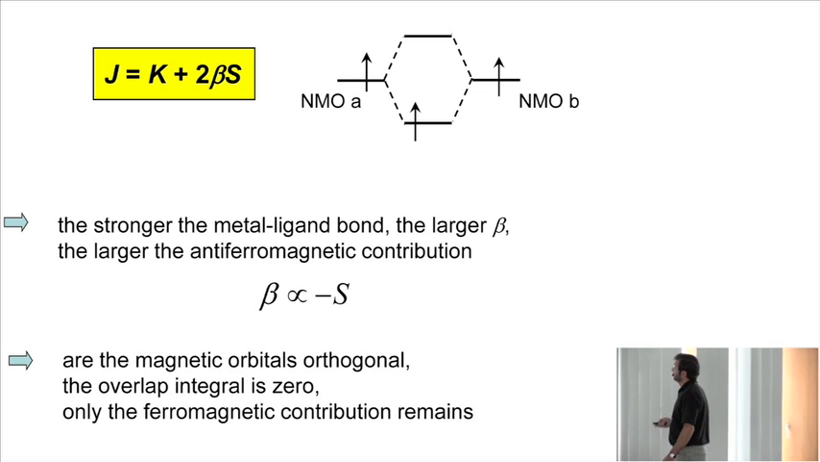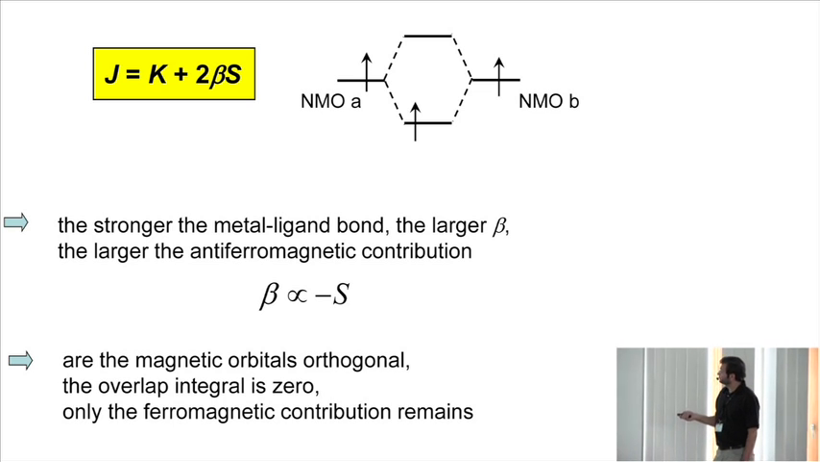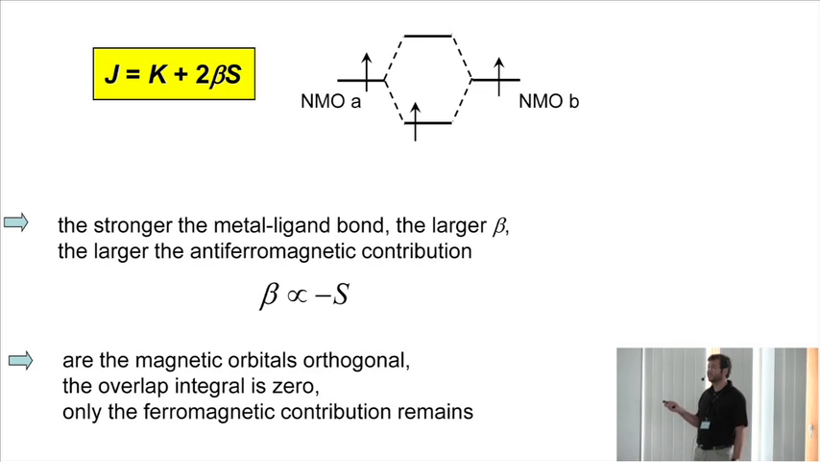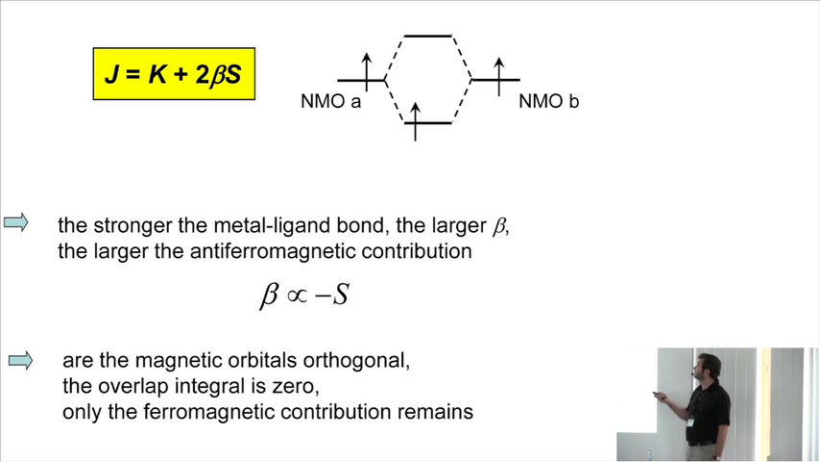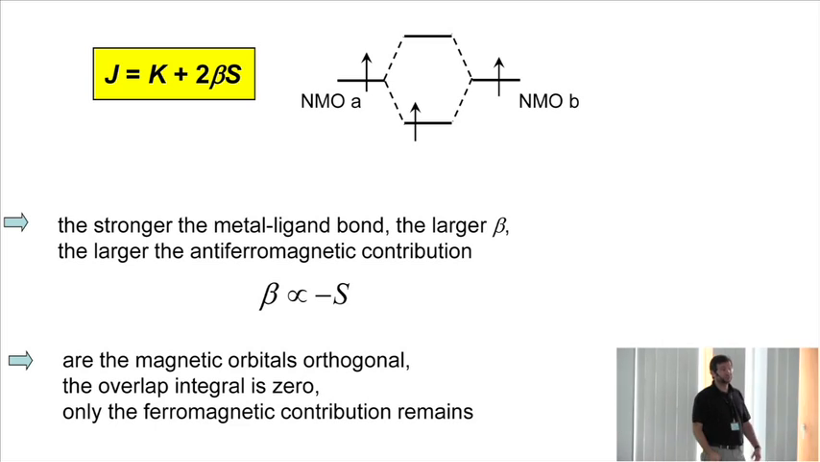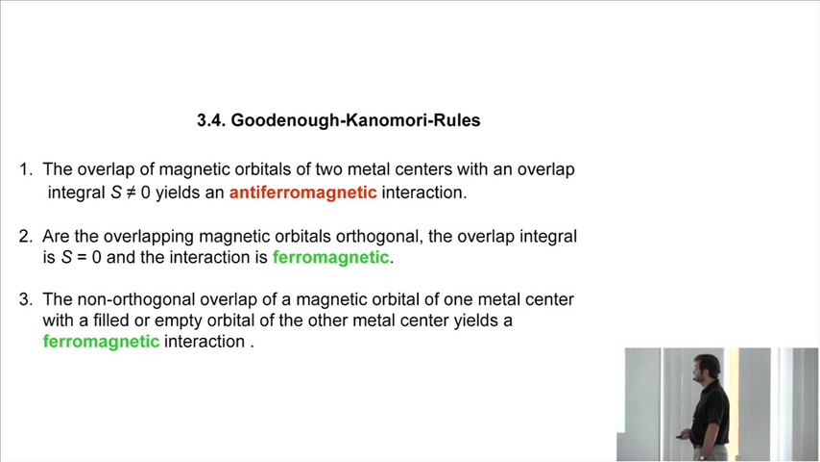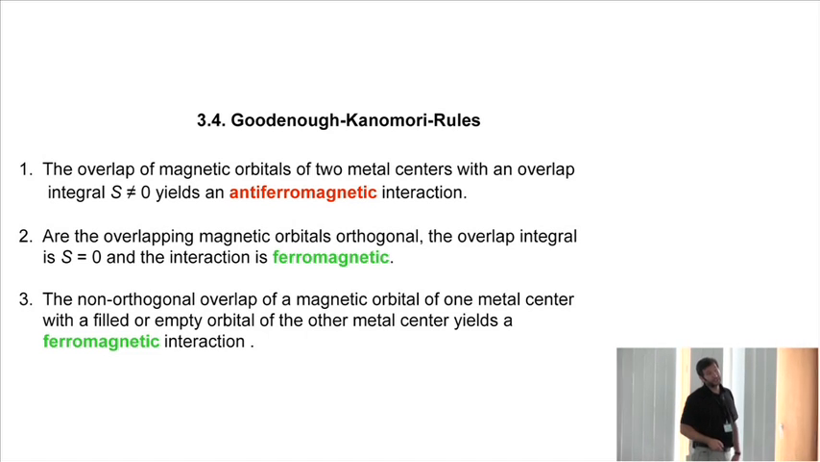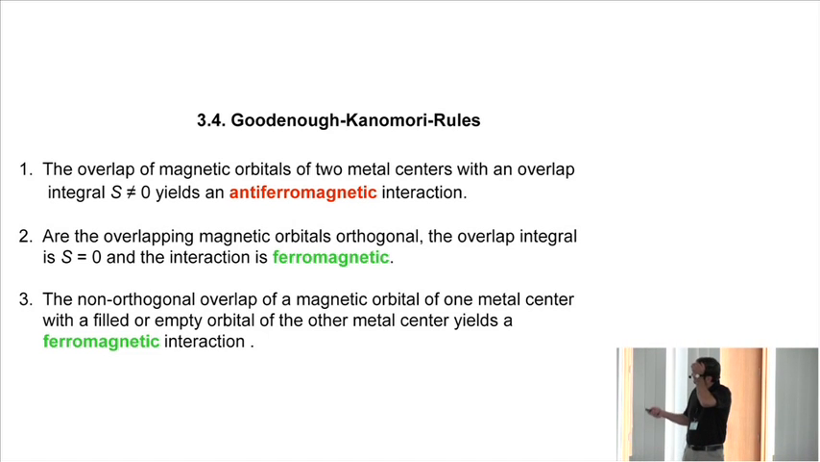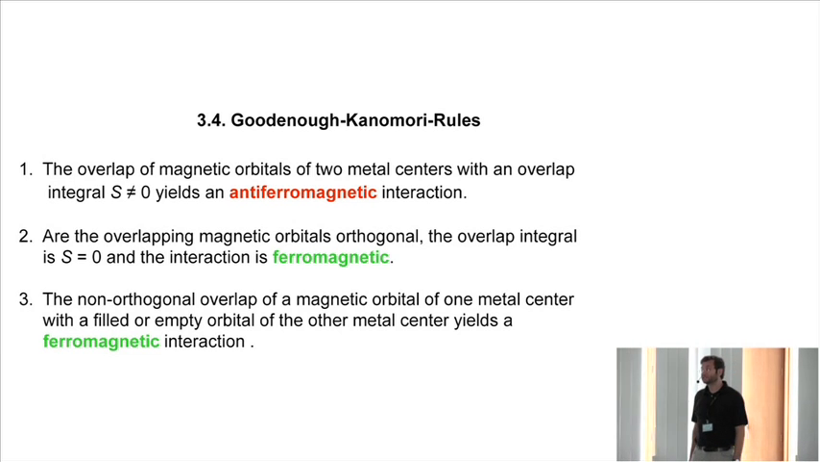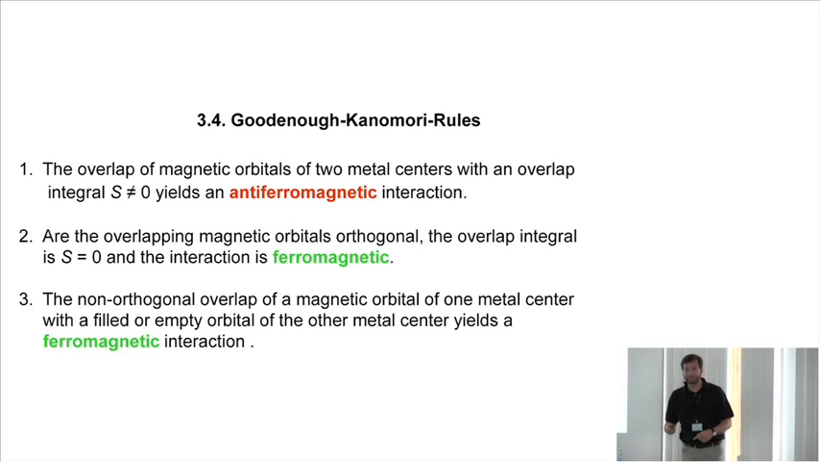That's very, very nice. And, very important, if the magnetic orbitals are orthogonal, then the overlap integral is 0. And if this is 0, the antiferromagnetic contribution is 0. And then only the contribution from the exchange integral is there, which is ferromagnetic. That means if we have orthogonal magnetic orbitals, then we have always a ferromagnetic contribution. This is the explanation of Olivier Kahn.